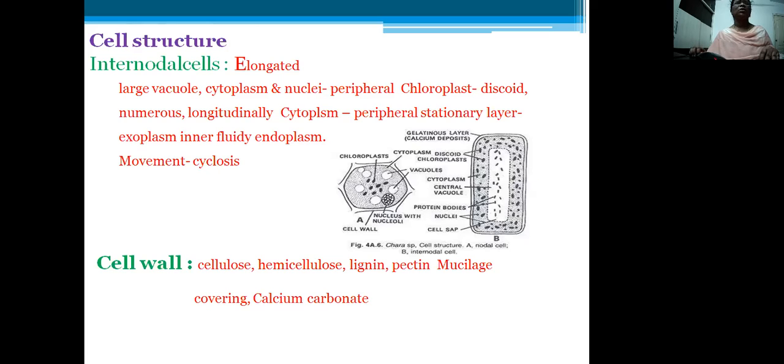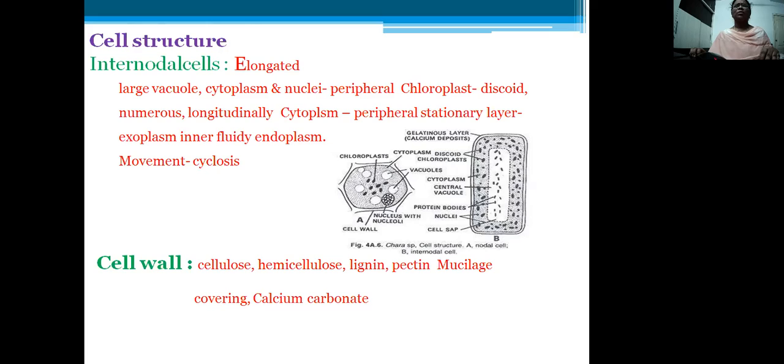So the internodal cells are elongated cells, a completely single cell structure. The internode also has the outermost cell wall made up of cellulose. Inner to the cell wall there is the plasma membrane. Inner to that is the cytoplasm, present just below the plasma membrane. The central part is occupied by a large vacuole, so the cytoplasm is pushed towards the peripheral region of the cell, just below the plasma membrane.